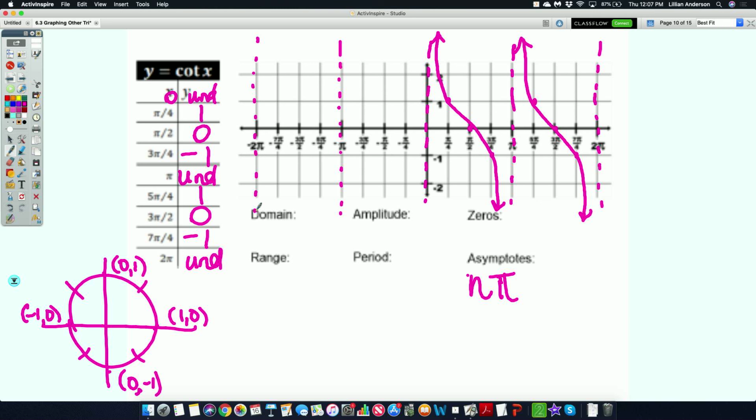What about my zeros? Give me one of them. Where does one of my zeros occur? Pi over 2. How far apart are the zeros from each other? Pi. So then I represent that as? And pi. So that means I should have a 0 where else? On the negative side. Negative pi over 2 and? Negative 3 pi over 2. Very good.